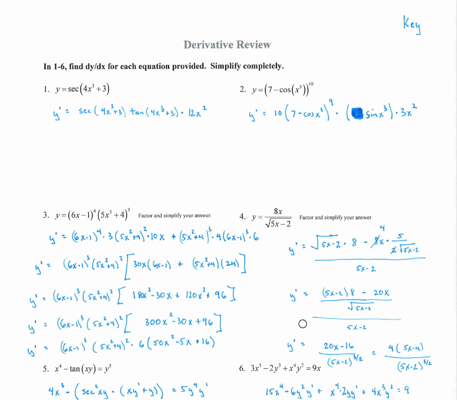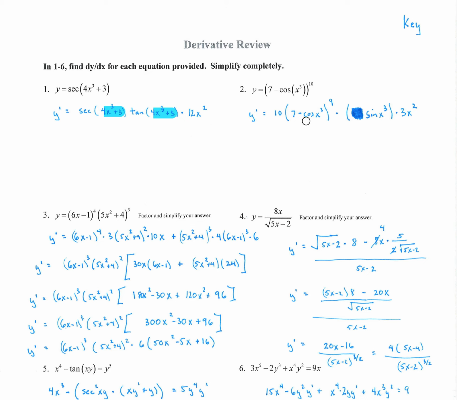All right, here's a bunch of derivatives. So the first one, we're taking the derivative of secant, and the derivative of secant is secant tangent. And when we take the derivative, the inside doesn't change. The argument of the trig function remains the same. And then this 12x squared is just the chain rule, right? We have to take the derivative of the argument. The derivative of 4x cubed plus 3 then is 12x squared.